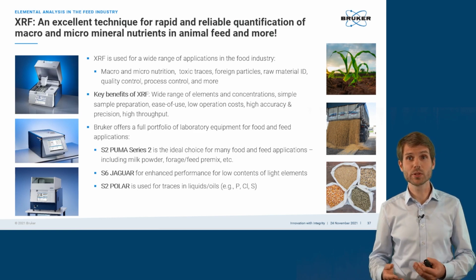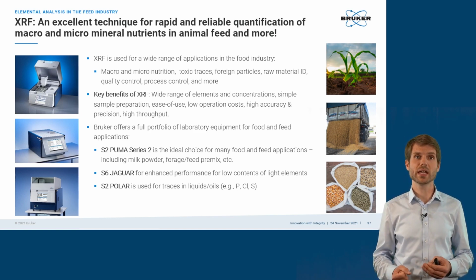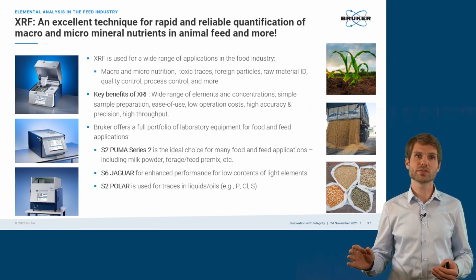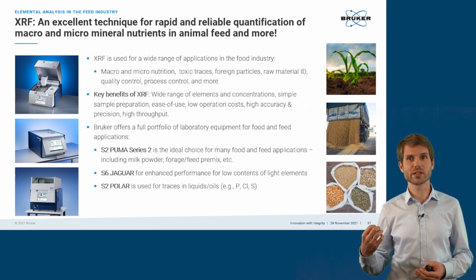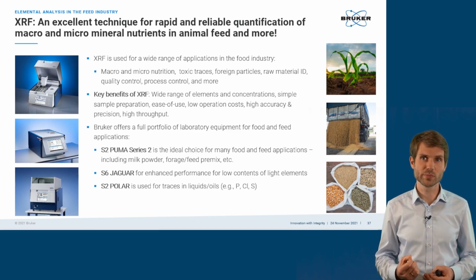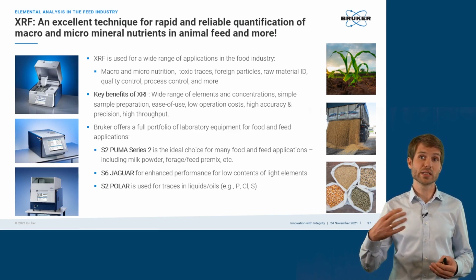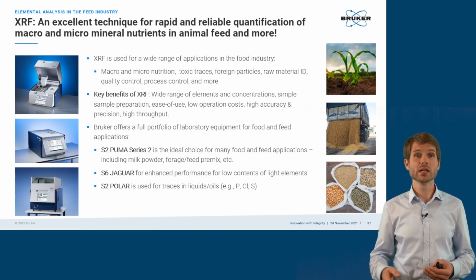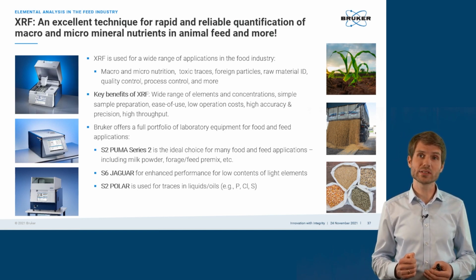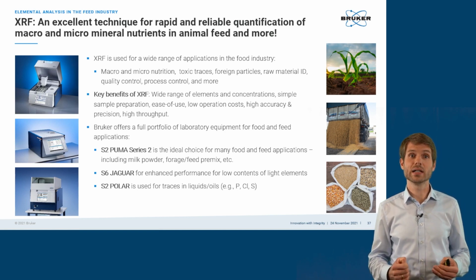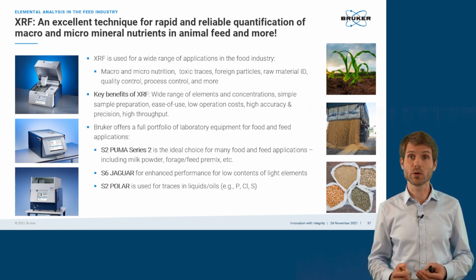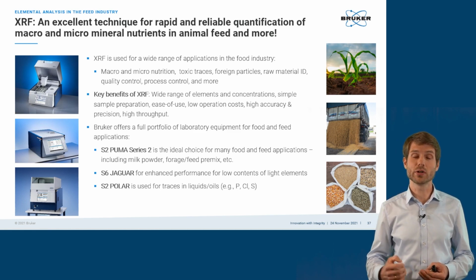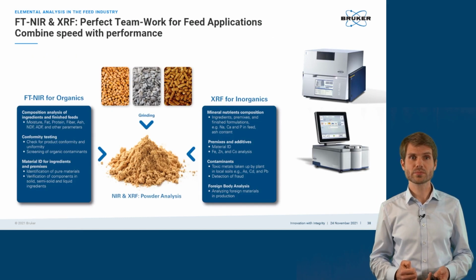There are different types of equipment. I didn't go so much into detail today. Basically, you have an energy dispersive system. There's the Puma as sort of the typical go-to instrument in our portfolio. When you need a bit more performance, you switch to the wavelength dispersive system, the S6 JAGUAR. And when you're working with liquid samples, oils for instance, then there are certain benefits of using polarized equipment, especially for the very low concentrations of phosphorus, chlorine, and sulfur. Then we would switch to the S2 POLAR.